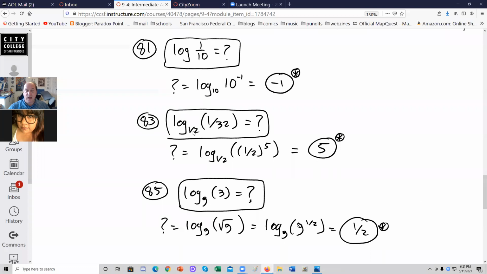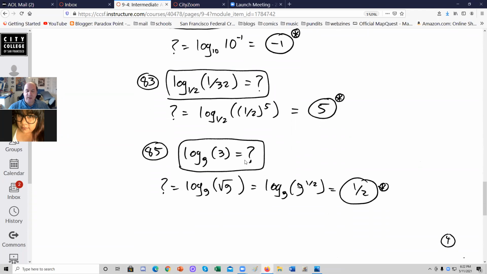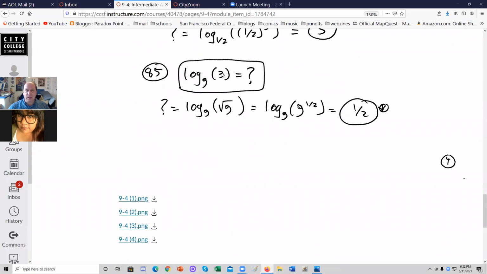Here they ask log base a half of 1/32. Well, 1/32 is a half to the 5th power: a half times a half times a half times a half times a half. So log base a half of a half to the 5th power, logarithm and exponential cancel, leaves 5. Log base 9 of 3 is what? Okay, 3 is the square root of 9. So this is log base 9 of root 9. The square root is a half power. Log base 9 of 9 to the half. These cancel, leaves a half.